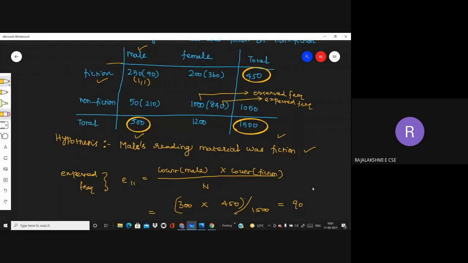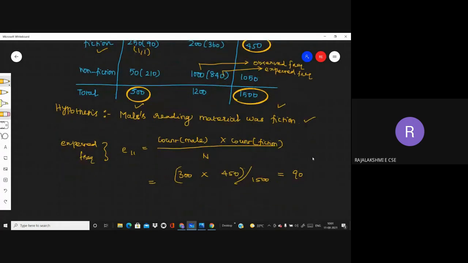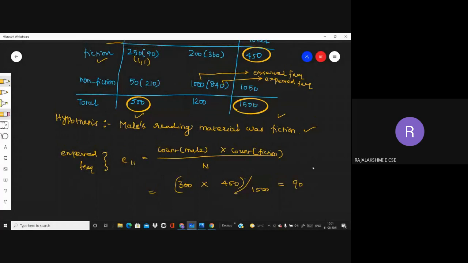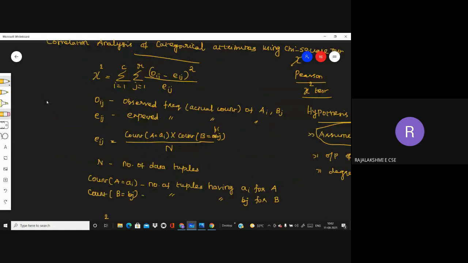Now, இதுதான் என்னோட expected frequency, correct? இது வந்திருக்கா 90? Yes, ma'am. Okay, in this way only, you will be calculating this expected value. Now I am just applying this chi-square test. இப்போ chi-square test என்னோட hypothesis-க்கு apply பண்ணி பார்க்கலாம். So what is this chi-square saying? Summation of i equal to 1 to C, j equal to 1 to R, observed minus expected the whole square divided by expected frequency.